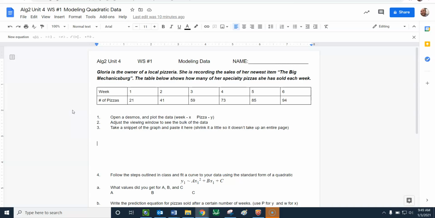So if you're here, you're struggling with the worksheet, you went through it, and now you're like, I don't really understand what I'm supposed to do at a specific spot. Feel free to fast forward if you want to get to that spot. Otherwise, I'm going to go through how to do this worksheet for you.